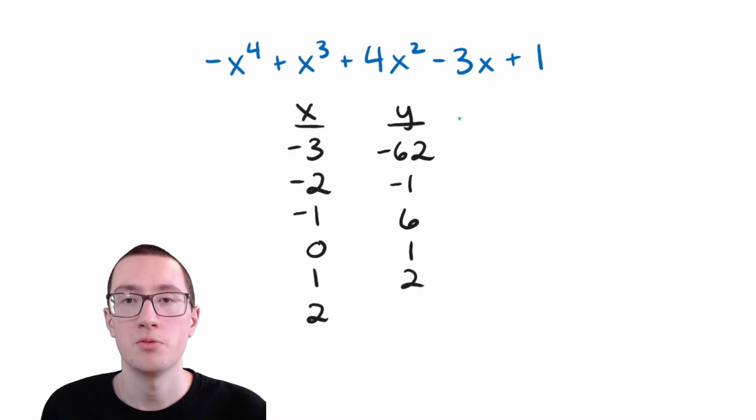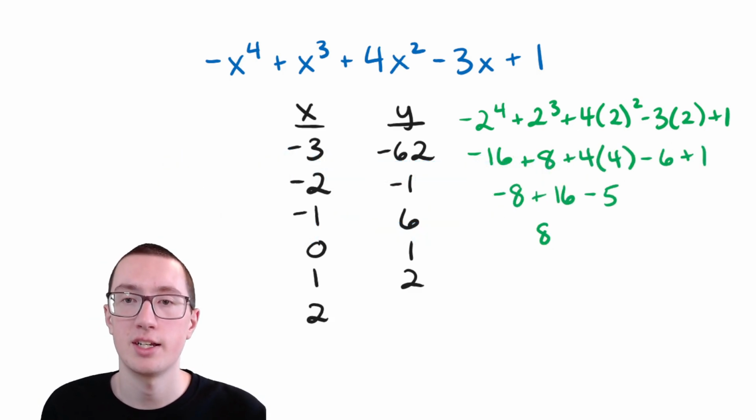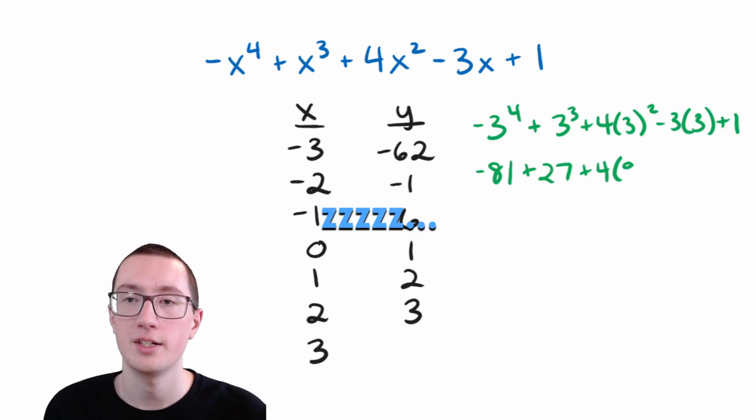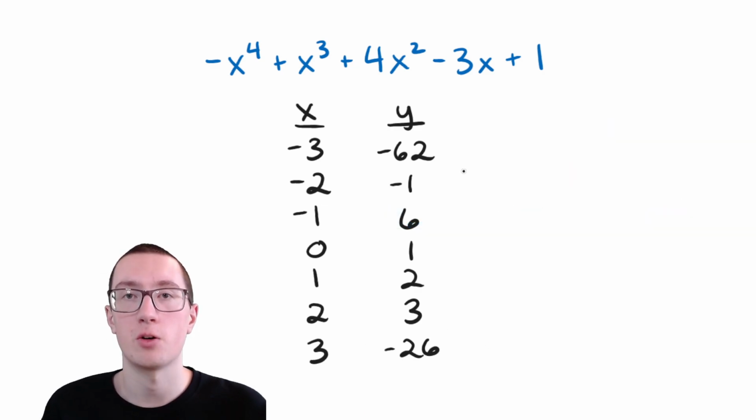So let's go ahead and plug in 2, which is 8, minus 5 is 3. So 3 is our number here. Let's plug in 3. And this should give you negative 26. So we're going to put in negative 26 here. So this is our final table here. And with this, we can figure out our zeros and relative maxima and minima.